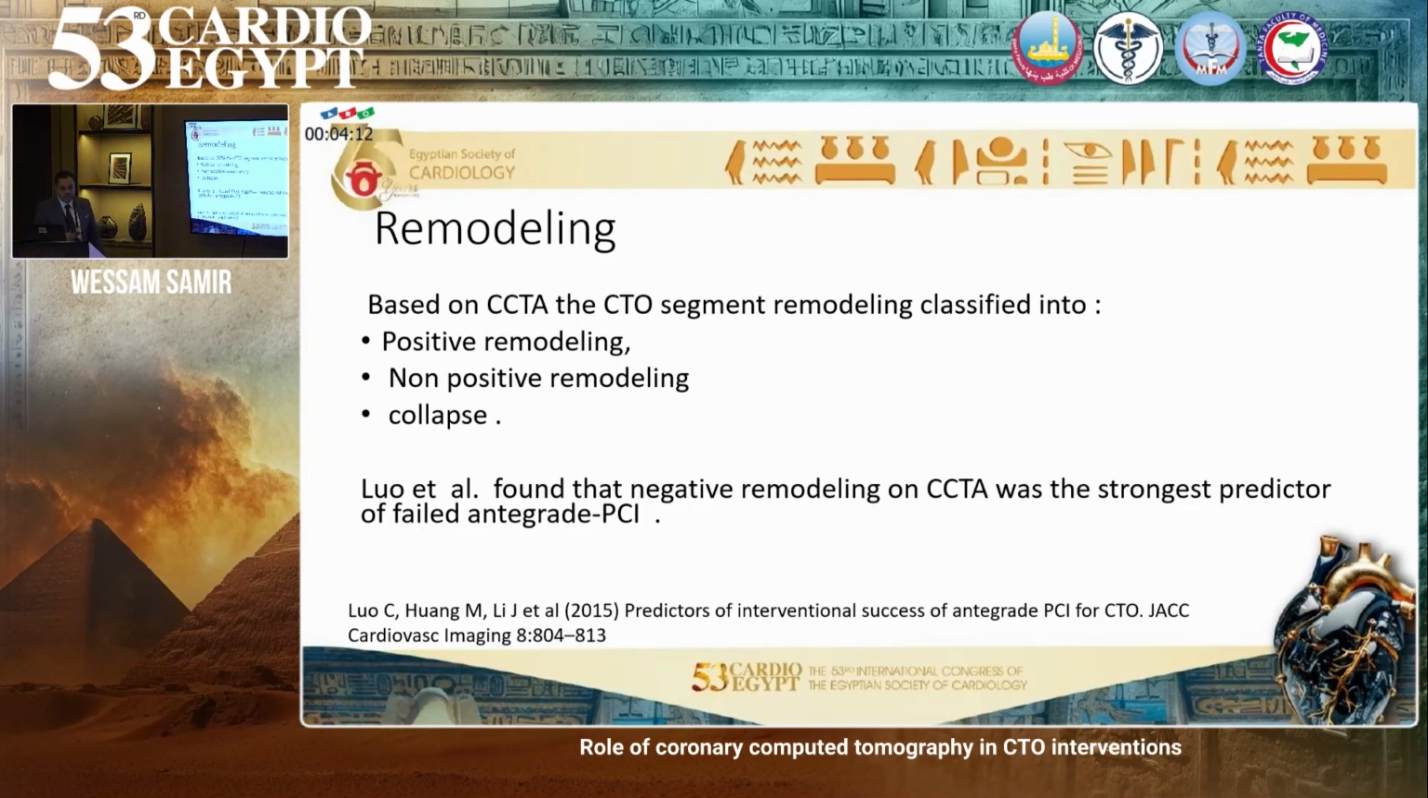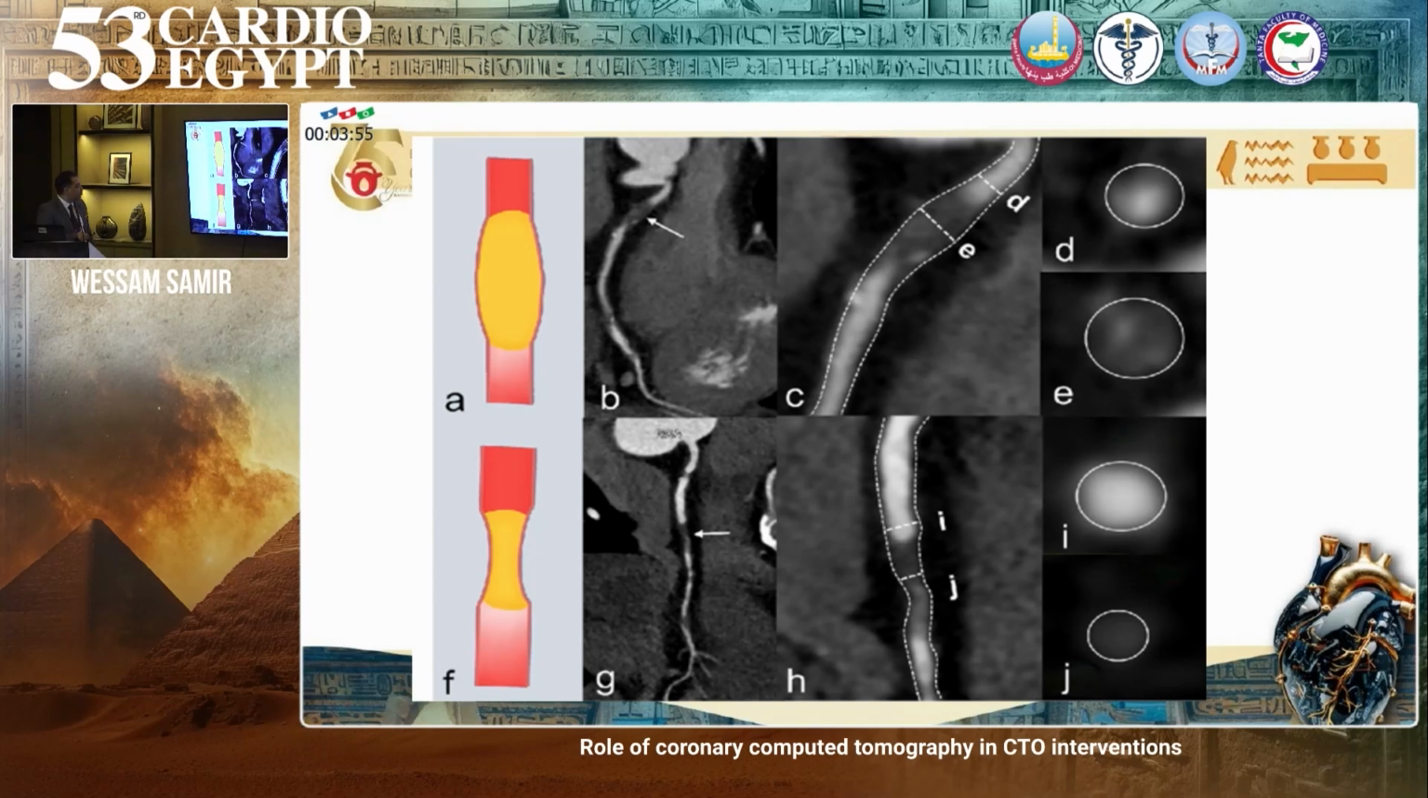Remodeling. Based on CT coronary angiography, the CTO segment remodeling can be classified into a positive remodeling, a negative remodeling, or a collapse. Some studies found that a negative remodeling was the strongest predictor of failed antegrade PCI.